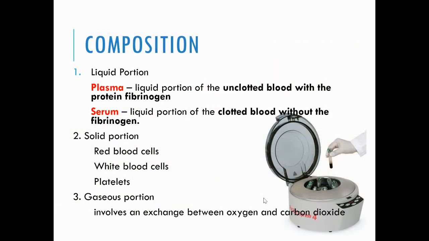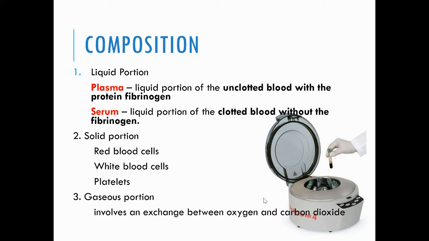We have three portions of our blood. We have the liquid, we have the solid, and we have the gas portion. So, in the liquid portion, we have two types of samples or two types of fluids. So, the first one is the plasma. Now, the plasma, kay mao na siya ang portion sa ato ang unclotted blood, or meaning ang blood sample na naa sa tube nga walay anticoagulant.